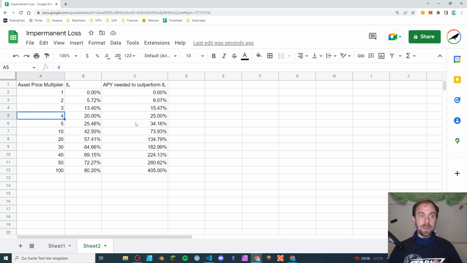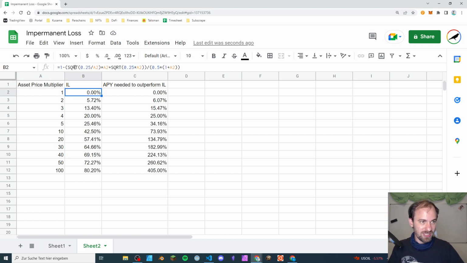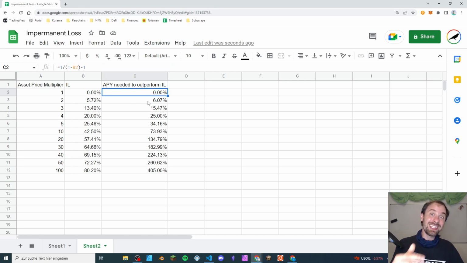So now this gives you something very tangible in your hand. You know what APR, APY, depending on how you look at it, you need in case the ratio of two assets diverges by more than the factor 4 or 5 or whatever. So one last time, I'm letting you take a look at the formulas. This is the formula for impermanent loss. This is the formula for the APY needed to outperform the impermanent loss. And with those two, you can make much more informed decisions if you should even consider this.